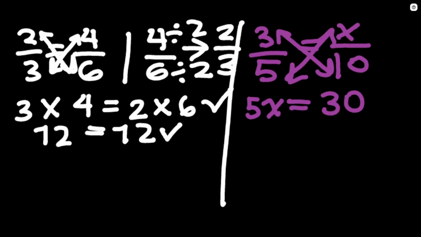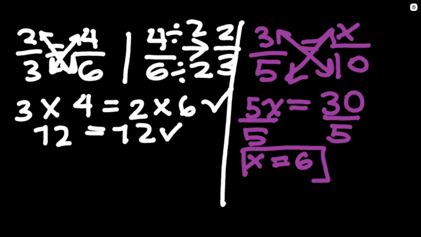So now we have an equation. 5x equals 30. Divide by 5. Divide by 5. And x equals 6. And you could also plug that in if you want to check it. So if x equals 6, then it's 30 equals 30, and that would also be a proportional relationship. It's very simple, and now you're basically a proportion pro.